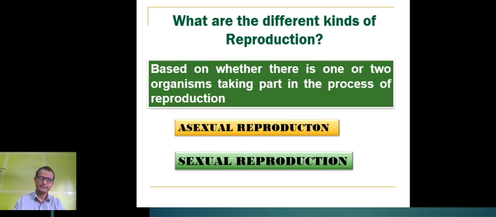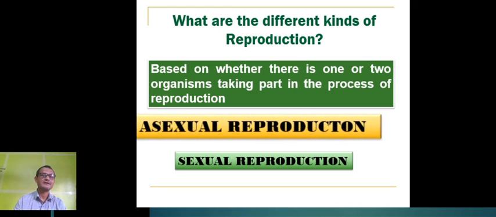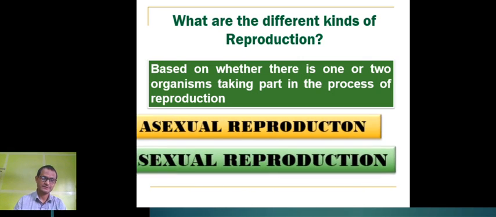Reproduction may occur from one part of the parental generation, or two organisms may take part in the process of reproduction. Based on whether one or two organisms take part, reproduction may be asexual reproduction or sexual reproduction.